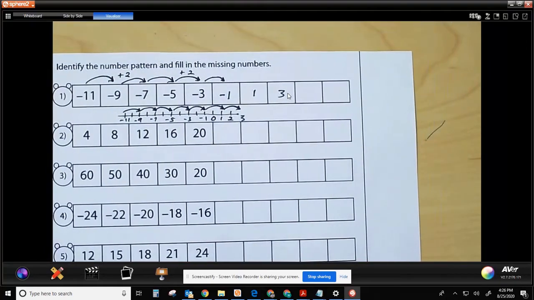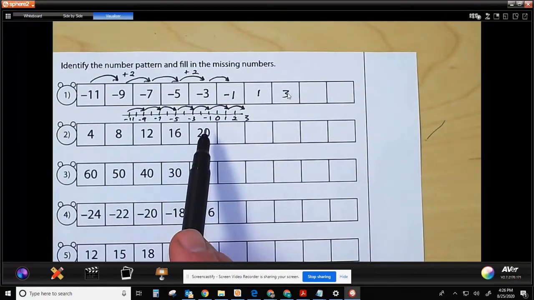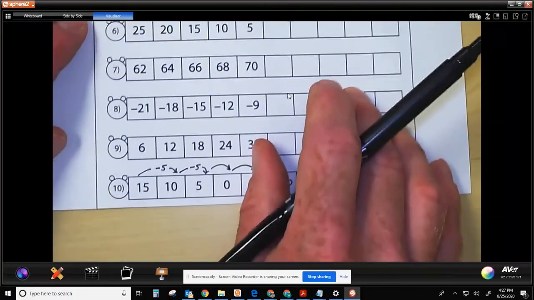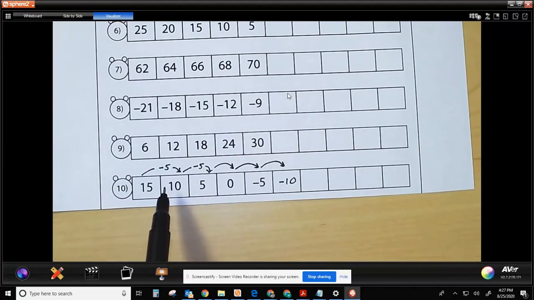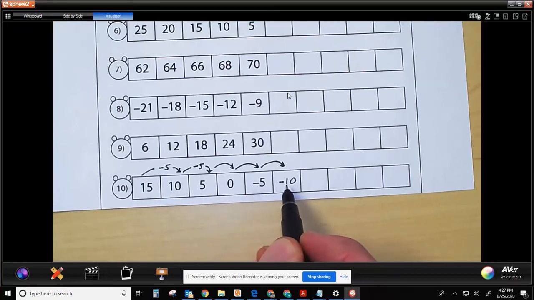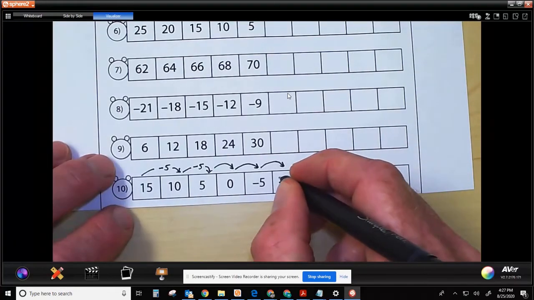I just want to show you a couple of ways to think about it. Some people will use a number line. They can draw this on a scratch piece of paper and make the hops. Others will do arrows directly into the figure. So it's a negative 5 difference. 15, 10, 5, 0, negative 5. Negative 10 comes next.